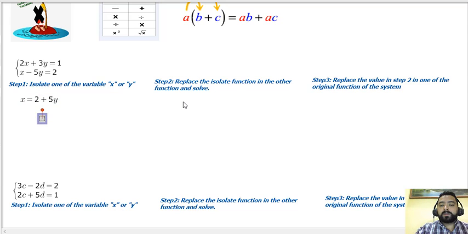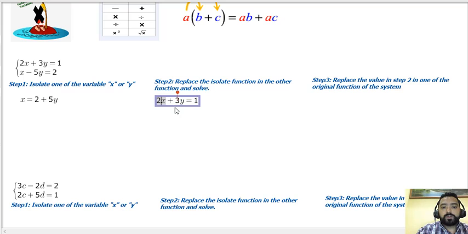Now, in the second step, you have to take one of these equations. You're going to take the first one in this case, and you're going to replace the value. So we're going to have 2x plus 3y equals 1, and you are going to replace the letter x by this one, because remember, the value for x is equal to 2 plus 5y.